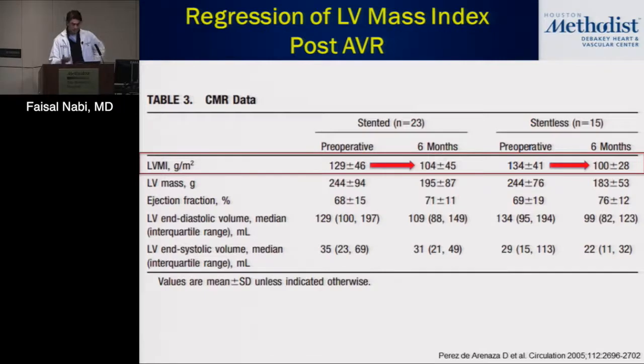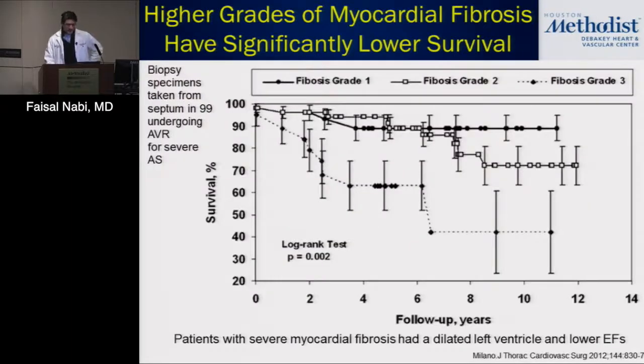Now, a lot of people have used CMR to document LV mass regression, and this is just one study. Patients got a valve, and a repeat CMR was done, and very nicely you can see LV mass comes down. So kind of obvious, but here's proof for it. Now, what's interesting is this was 100 patients where, at the time of AVR, they actually had a biopsy of the muscle done. And they followed them for prognosis. And what was interesting is, as you can see, the patients who had the greatest degree of myocardial fibrosis, in this case defined as grade 3, have the worst prognosis.